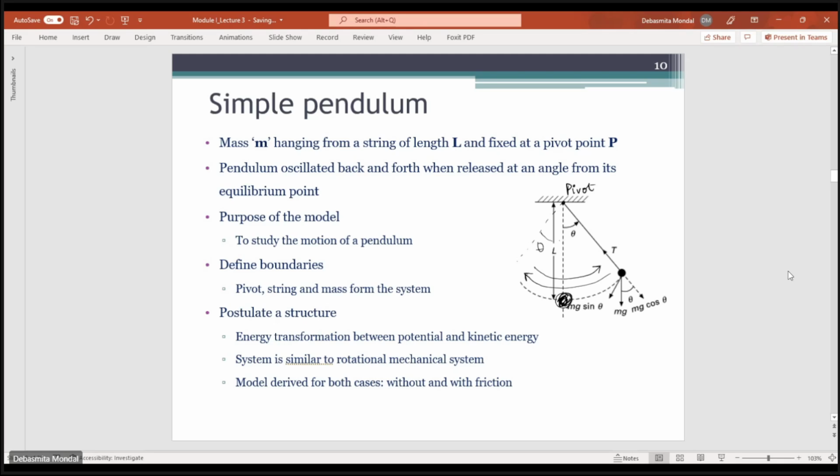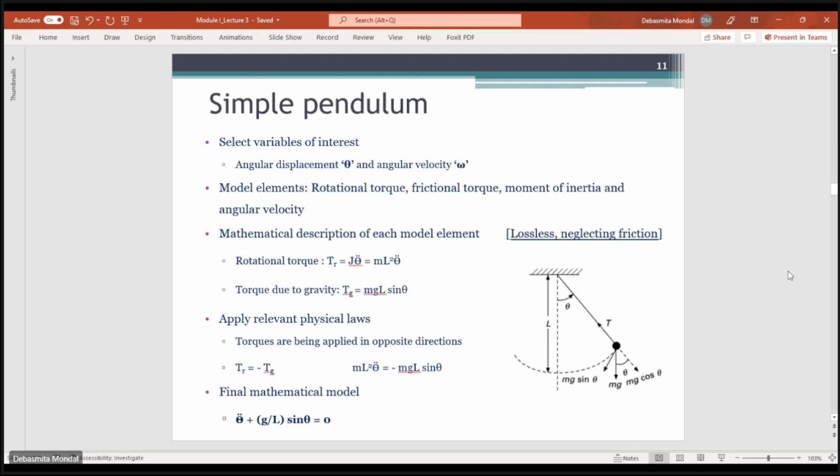So we'll model two types of system, with friction and without friction. So first, the variables of interest here are the angular displacement, which is theta, and the angular velocity at which the pendulum would be moving when you release it from this point. Okay, so the elements will be: there will be a rotational torque, there will be frictional torque, there will be moment of inertia, there will be the angular velocity.